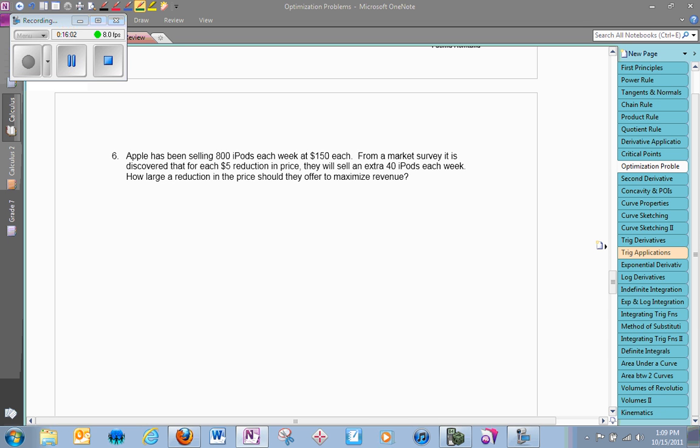This question is a perfect grade 10 maximizing revenue question. So let's change it so that we can use calculus in order to do it. The first thing that you have to remember is that revenue is equal to number times price. And then you need to fill in the information. So I've got 800 iPods, and I will sell 40 more iPods. And I sell them for $150, and for every $5 decrease in price is what I've got going on here.